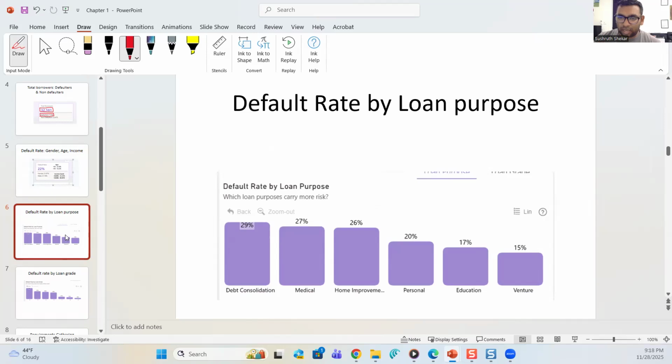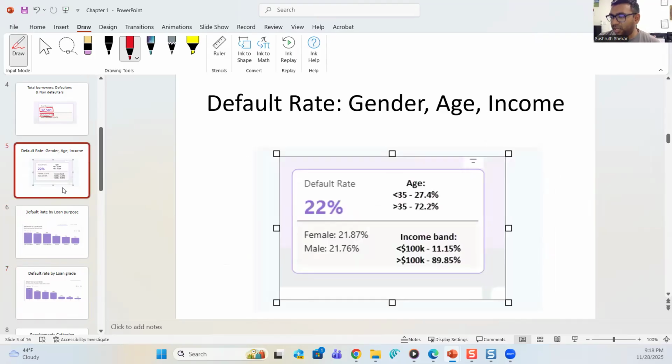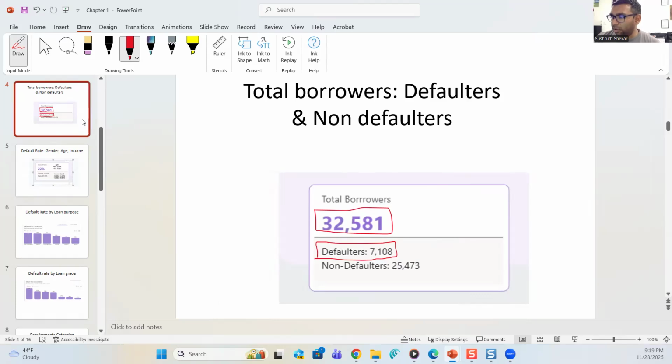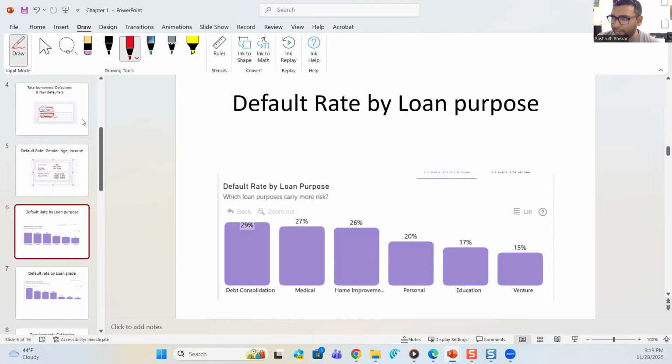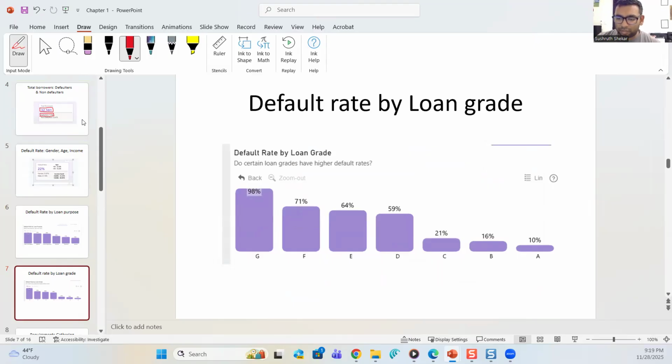The business is trying to analyze their defaulters based on the loan purpose, loan grade, gender, age, income, to figure out why someone is defaulting and how to avoid that. They are learning and analyzing the defaulters, the default percentage, and why somebody is defaulting. They need all these features: the total borrowers, defaulters, and non-defaulters feature, the default rate by gender, age, income feature, the default rate by loan purpose feature, and the default rate by loan grade feature. Every feature will have a name, by the way. That's why I'm showing this to you.